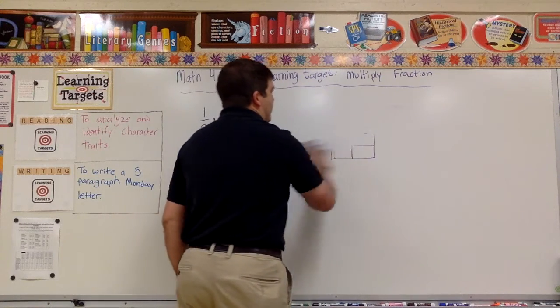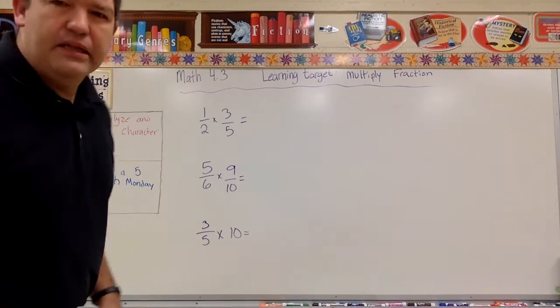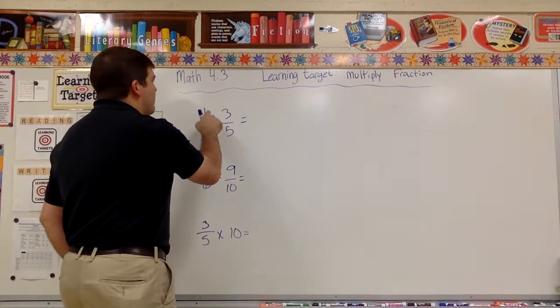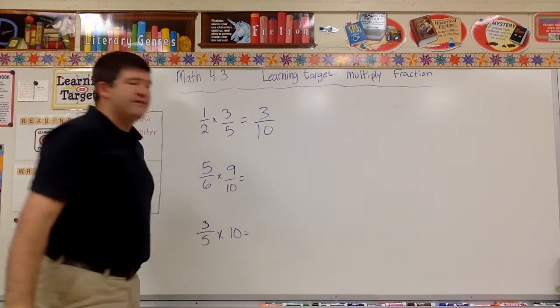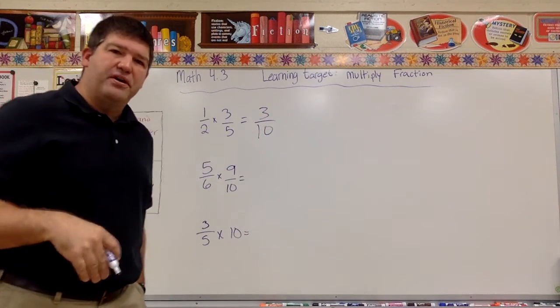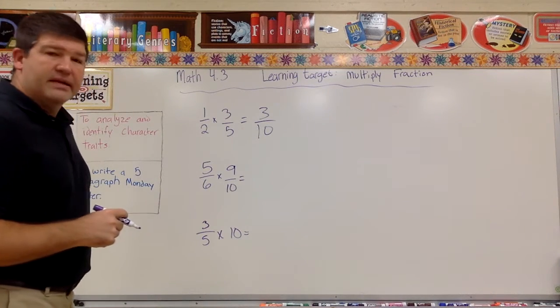Now, if you don't know your multiplication facts, you're going to be in a little bit of trouble. Okay, 1 times 3 is 3. 2 times 5 is 10. 3/10. And that's what I got when I did the picture also. But 3/10 is my answer. Okay?